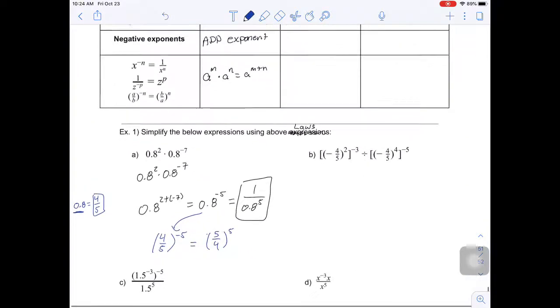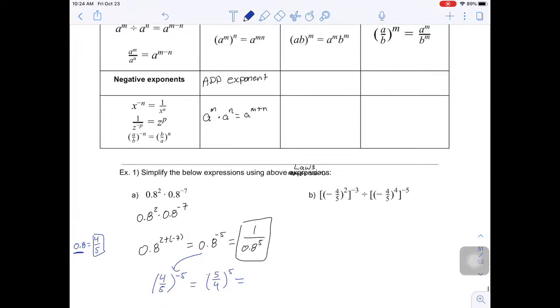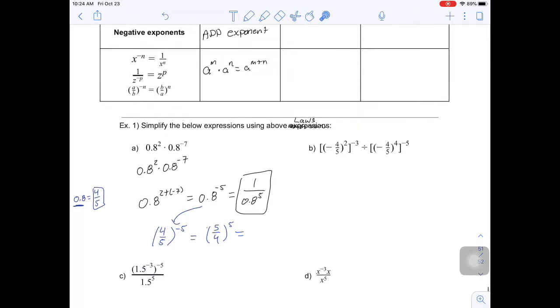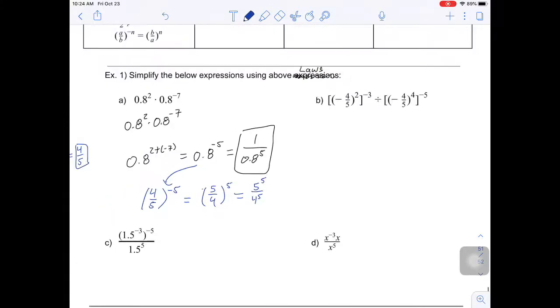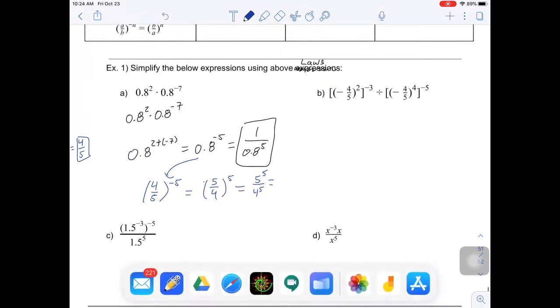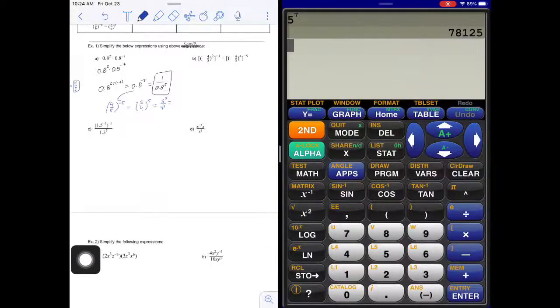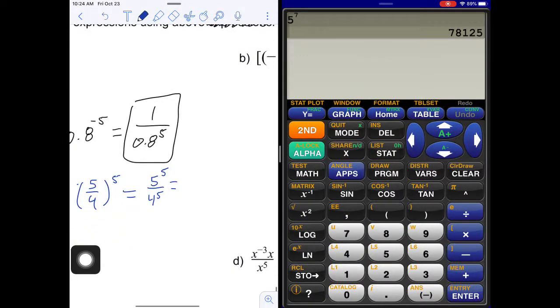And then from there, we can apply even another rule where if I have a quotient, I can apply my powers to both the numerator and the denominator. So here this becomes 5 to the power of 5 over 4 to the power of 5. Okay, and we could plug these in our calculators and see if my two expressions equal each other. So let's figure out what 1 divided by 0.8, let's put brackets, 0.8 to the power of 5 is.